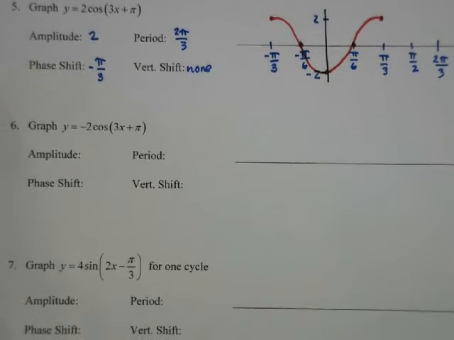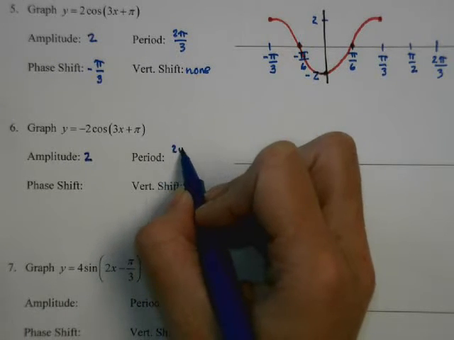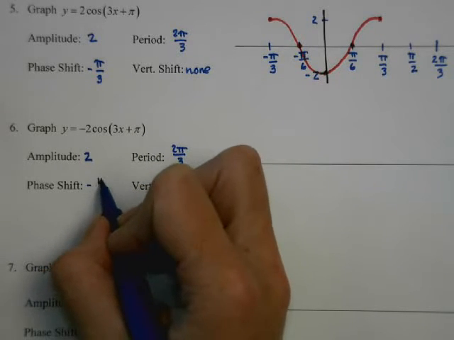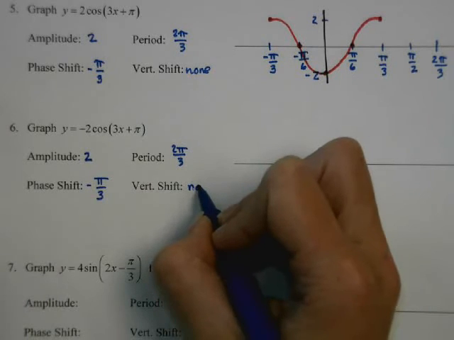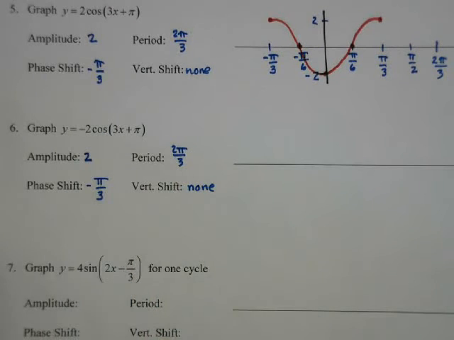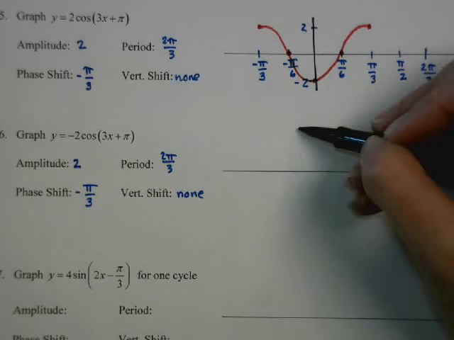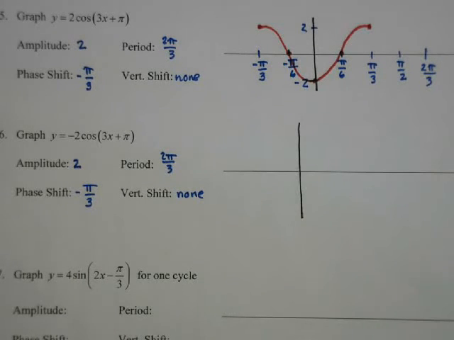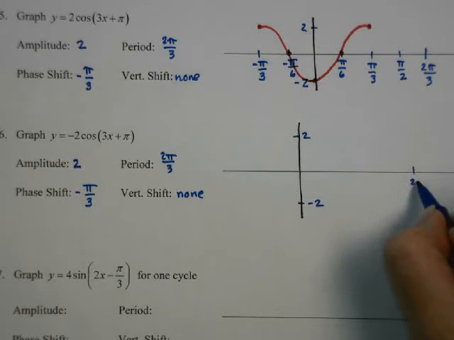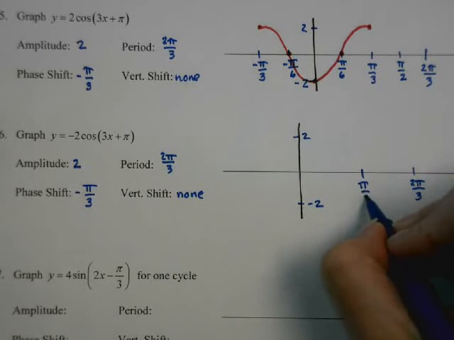Okay, our next one here, the amplitude is still 2, period is 2 pi over 3, phase shift is negative pi over 3, vertical shift is none. In fact, this is the same exact graph, but it's going to be negative. So my axes are going to be marked the same. So we still start out here at 2 pi over 3, or you can just copy those all down since we know it's going to be the same.